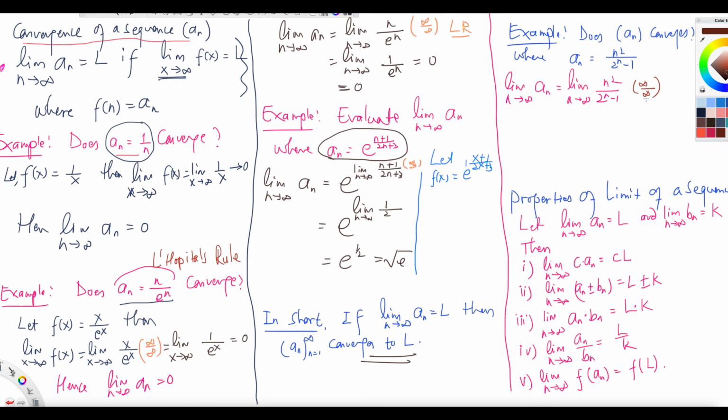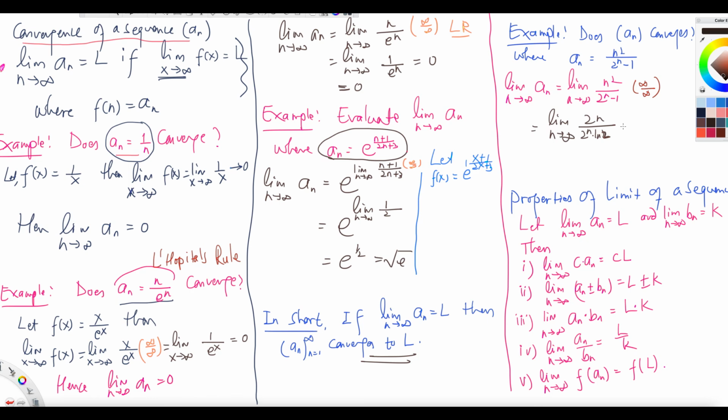Now, since it is infinity over infinity, we use L'Hopital's rule. How would that look? This will be the limit as n tends to infinity. Now use L'Hopital's rule. What is the derivative of n squared? That will be 2n, divided by the derivative of 2 to the n, because the derivative of 1 will be 0. The derivative of 2 to the n is 2 to the n times natural log of 2.